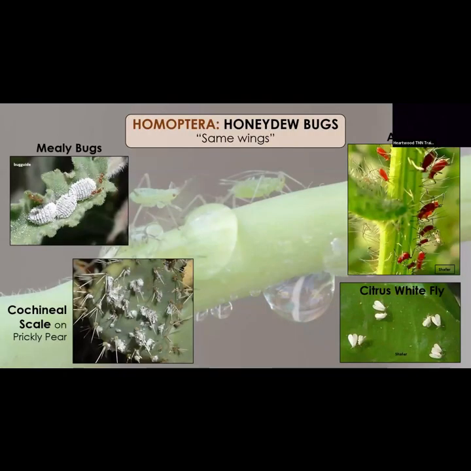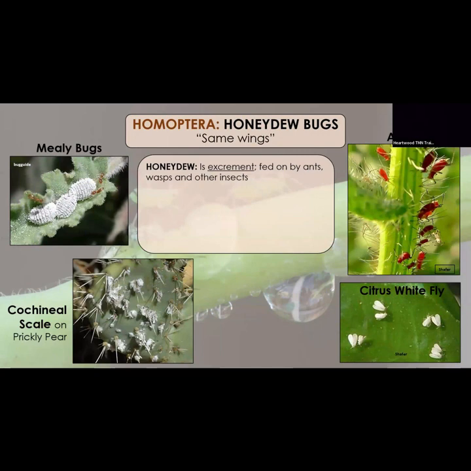All right, so I really don't like that, it's covering the thing. Okay, so that says honeydew bugs. Homopteran, honeydew bugs, same wings. Some of those that produce honeydew or similar things are mealybugs, aphids, citrus whitefly, and the cochineal scale, and that scale was actually used as dye. Honeydew is excrement. That's what it is. And there's ants and other things that feed off of it.